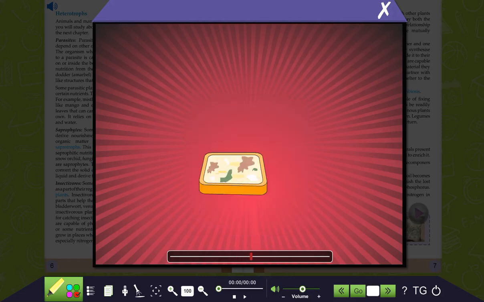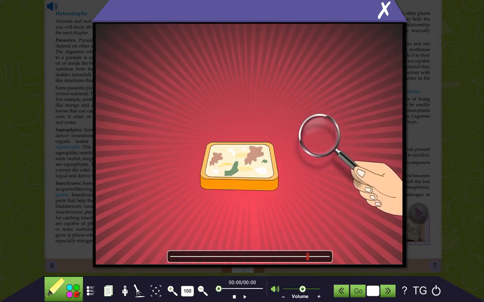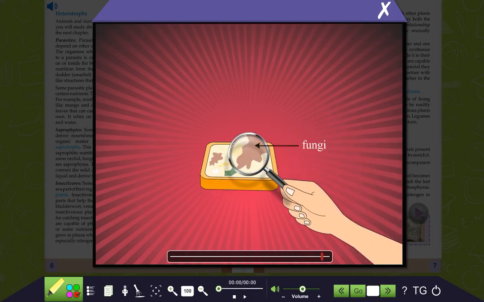You will notice some colorful fluffy patches growing on it. These can be white, green or brown in color. What are these? These are fungal patches.